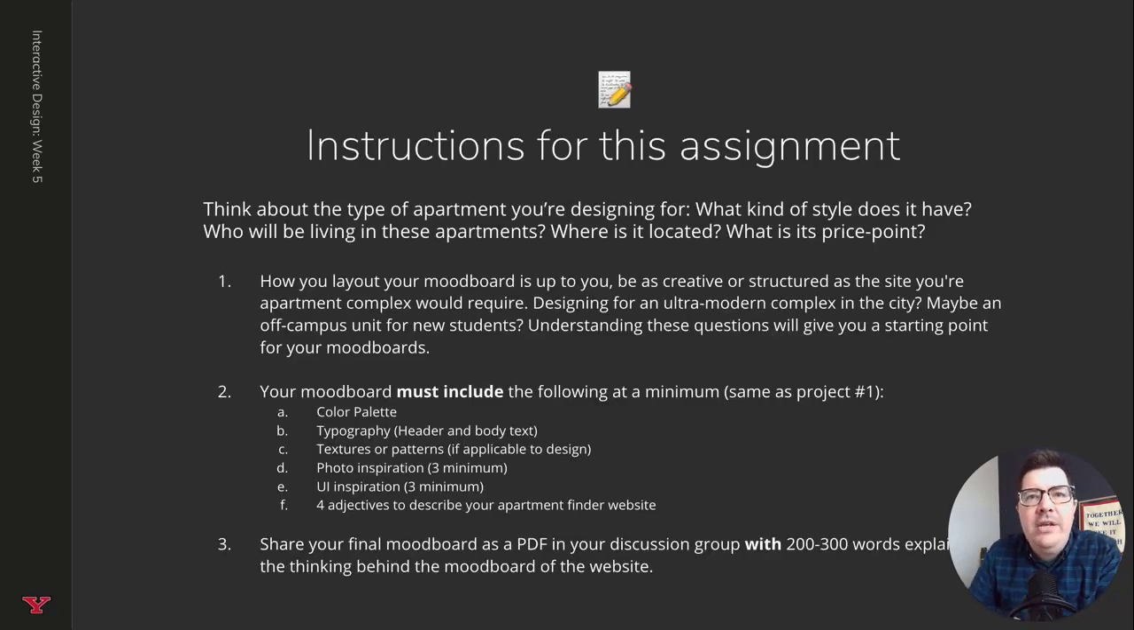So just to go over the instructions, as far as the creation of the mood board, nothing has changed from Project number 1. But just to think about the context of this project, think about what type of apartment you're designing for. What kind of style does it have? Who's going to be living in these apartments? Where is it located at? Is it an expensive price point or maybe a cheap and affordable price point? And so those will all be things you'd want to keep in mind as you create your mood board.